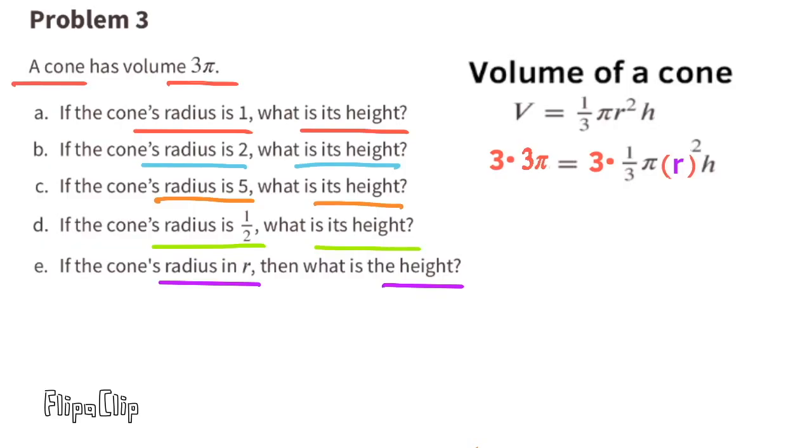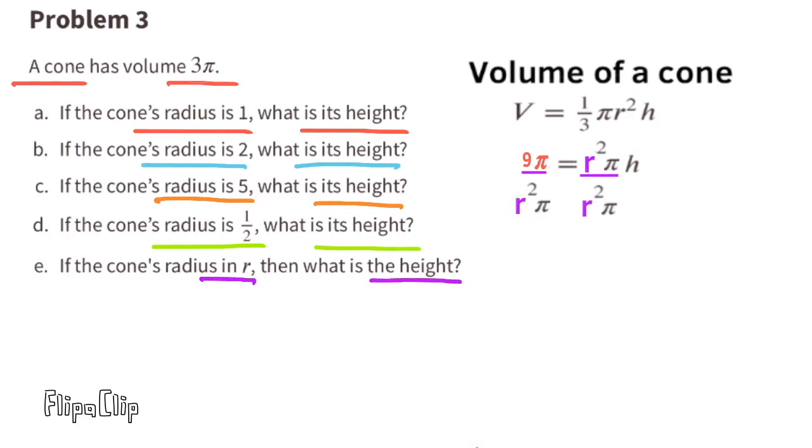3 times pi is 9 times pi, and 3 times 1/3 is 1, so we have 1 times pi, or pi, times r squared times height. So remember, we're solving for the height. We can rewrite the equation as 9 pi equals r squared times pi times height. To get the h by itself, we can divide both sides by r squared times pi.